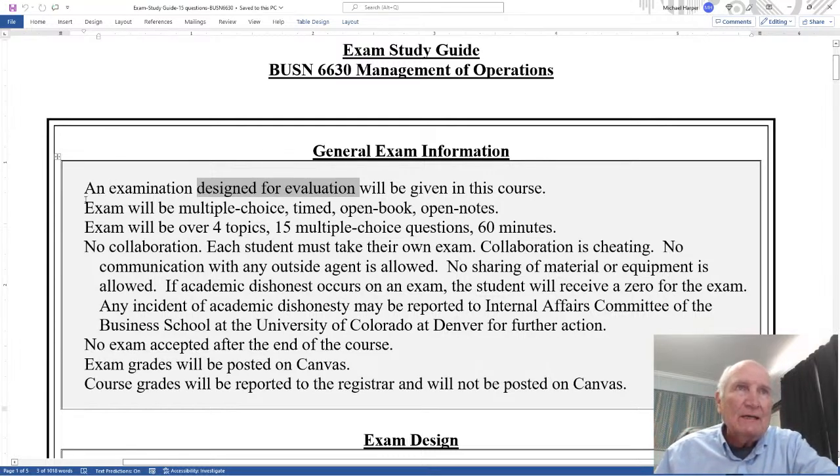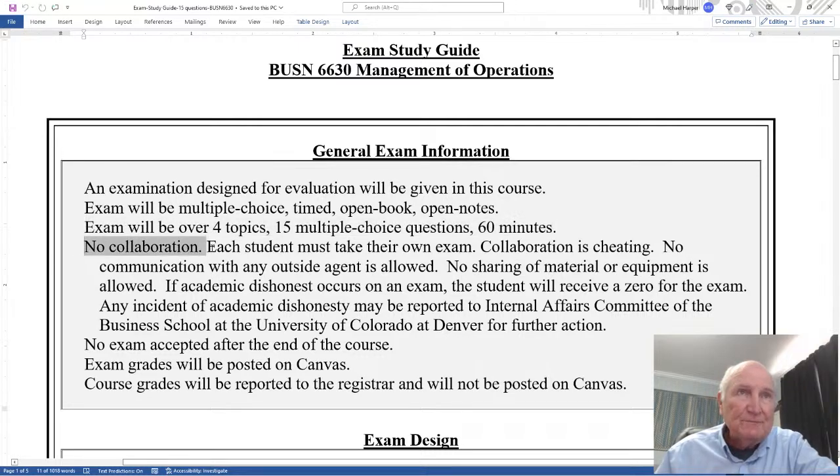Okay, the exam will be multiple choice, timed, open book, open notes. The exam will be over 4 topics, 15 multiple choice questions. You only have 60 minutes to take the exam. So approximately 4 minutes per question.